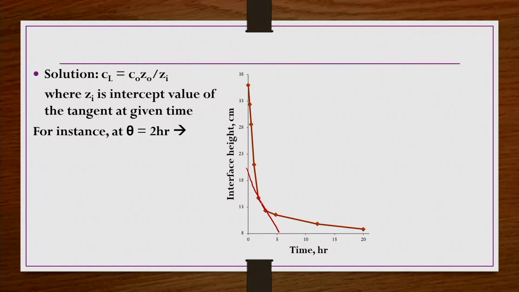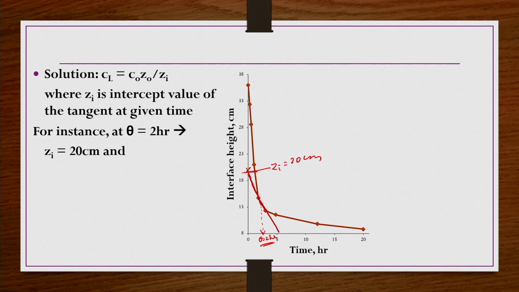Right. So, let us say this is the point corresponding to theta equals 2 hours, not 2 minutes, it is given in 2 hours. So, at 2 hours, if you draw a kind of tangent, that may be intercepting this y axis at 20 centimeters. So, this Zi corresponding to this one is nothing but Zi equals 20 centimeters.